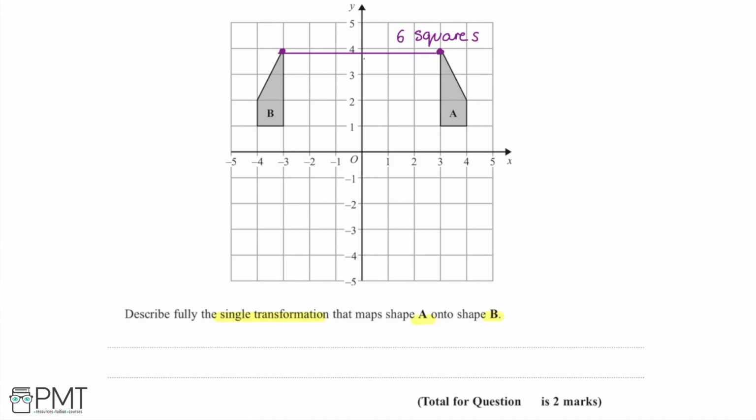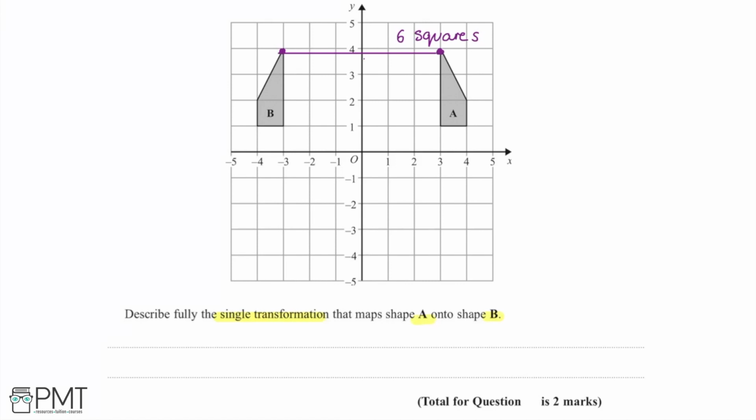Now, because we take 6 and half 6, that gives us 3. So if we move halfway between these, we move 3 here, we're going to be touching the y-axis. Now, if we were to reflect shape A in this y-axis, we would be getting shape B here. For example, we can look at this point here. We reflect this point in the y-axis, so we go 3 to the left, and we're going to move another 3 over the other side of the y-axis, and then we get to this point here. So we can see that there has been a reflection, and it's been in the y-axis.